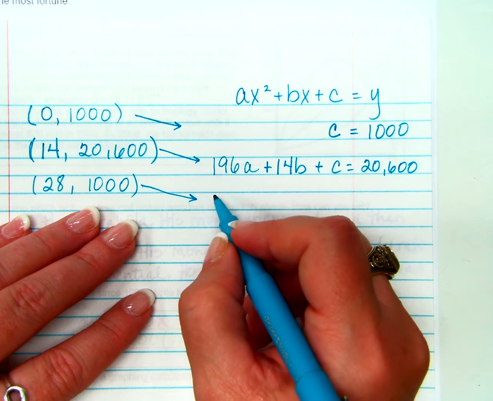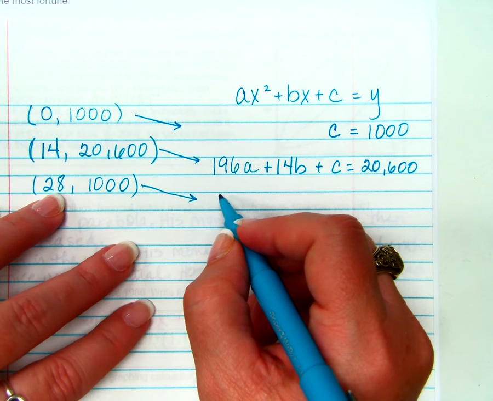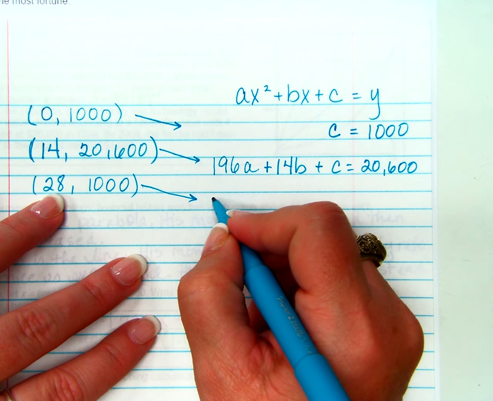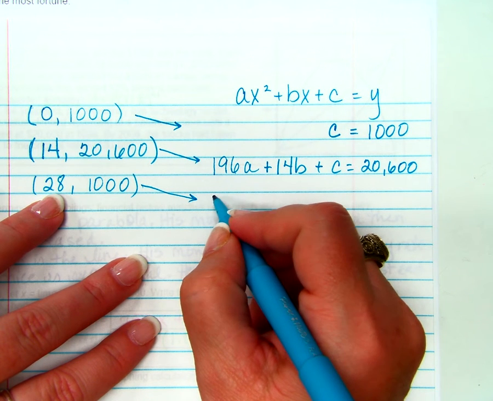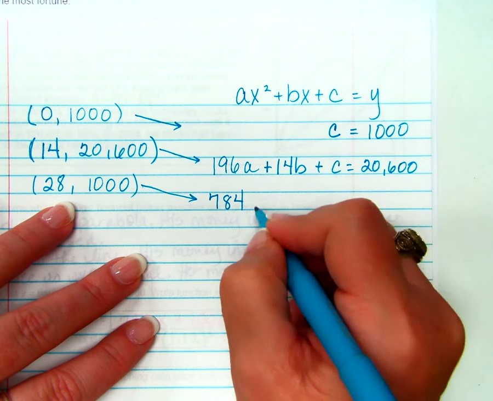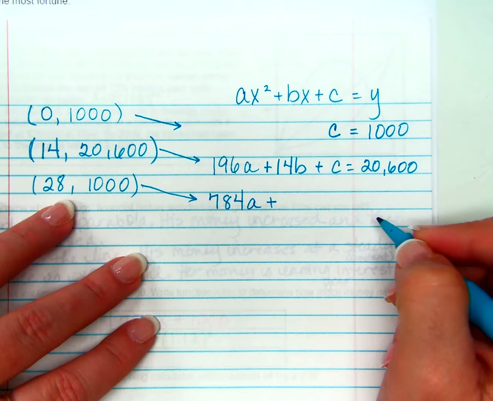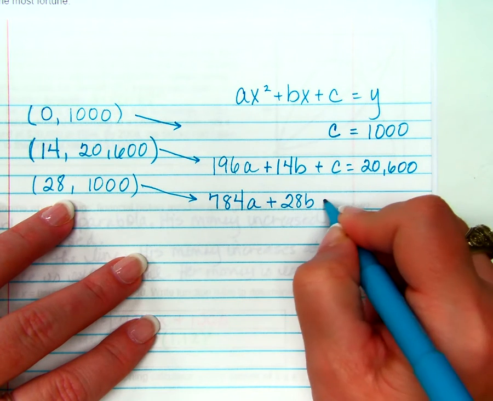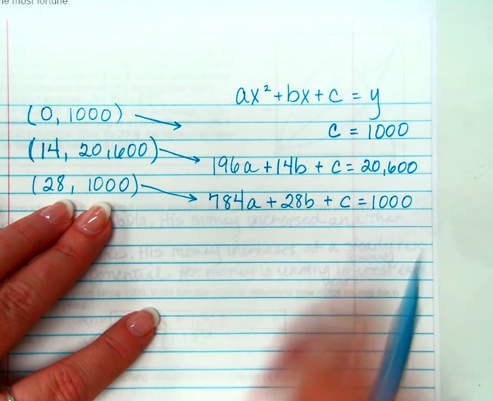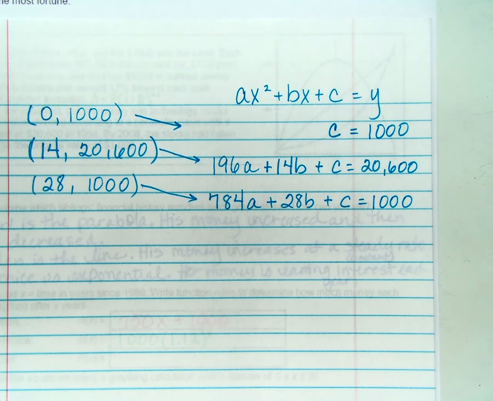What do you think? What do I do with the 28? Square it. What is 28 squared? Put it in your calculator. 784? 784 a plus 28b plus c equals 1,000. I now have three equations with three variables. I know the first equation I only have one, but you get the idea, right? It's really 0a plus 0b.